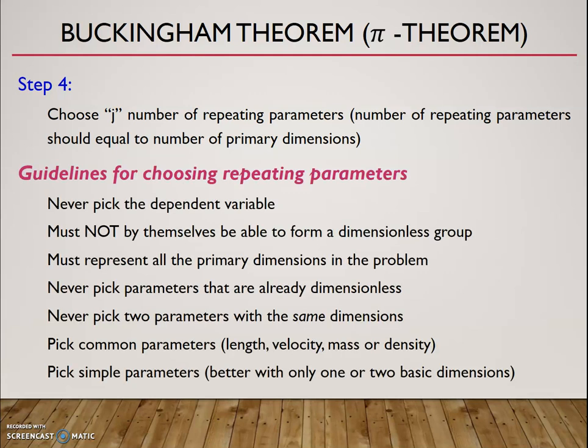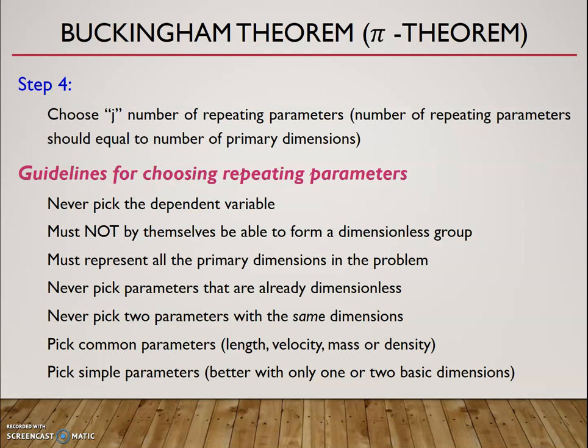So these are the guidelines to be considered for choosing repeating variables. Most importantly, a dependent variable cannot be a repeating variable. Also, they must not form dimensionless groups by themselves. For example, you can't select 2 parameters with the same dimensions as repeating variables together. In clearer words, you can't select acceleration, velocity and time together as repeating variables, because if you divide the velocity by the product of acceleration and time, it will be dimensionless. So you can't use those 3 parameters together.